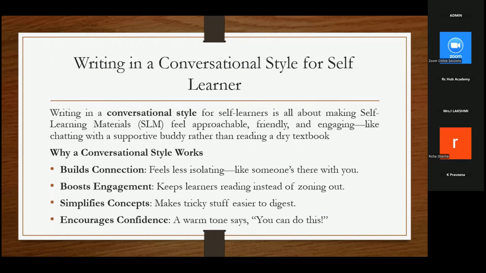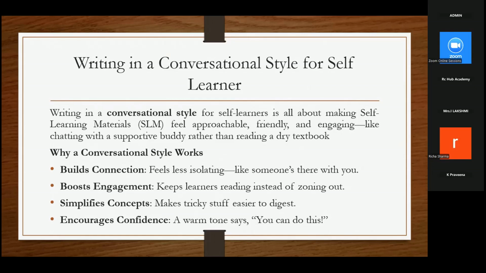And now we go to writing in a conversational style for self-learners. What style do we have to use? So why the conversational style? How to make it a conversation? It should not be too professional. It should be in a friendly manner, as if interacting with friends, so that the learners can learn it. If it is too professional, some persons cannot understand the difficult words, or they have to go through dictionaries to refer to them.